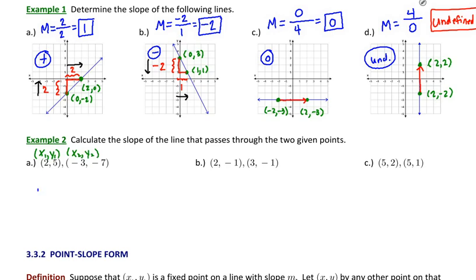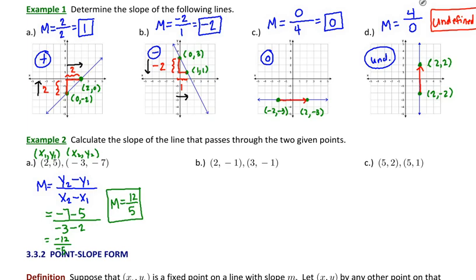So remember, the formula for slope is the difference in y values, y sub 2 minus y sub 1, over the difference in x values, x sub 2 minus x sub 1. Plugging in our values, we have y sub 2, which is negative 7, minus y sub 1, which is 5, over x sub 2, negative 3, minus x sub 1, negative 2. So we end up with negative 12 divided by negative 5. Or when we simplify, our slope would be positive 12 over 5.